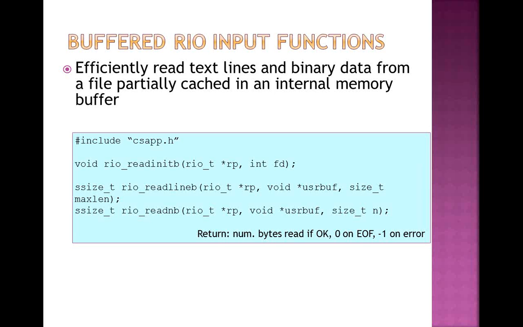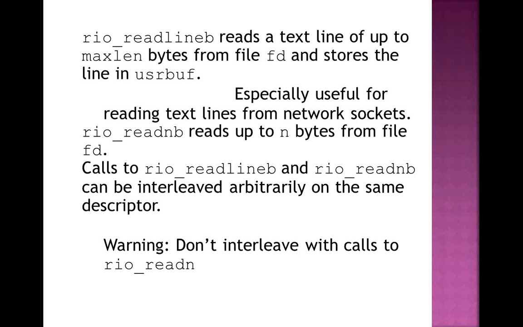This is the same example, transferring byte by byte, that is one byte to the user buffer, next byte to the user buffer, till the maximum length minus 1. This is the read NB. It also reads the data, transfers the data till n. That is reading the data till the n value. This is used for the text line. This is used for the binary data. It returns the number of bytes read if OK, 0 on EOF, -1 on error. That is, it gives 0 on EOF, -1 on error, and gives the bytes read if OK.